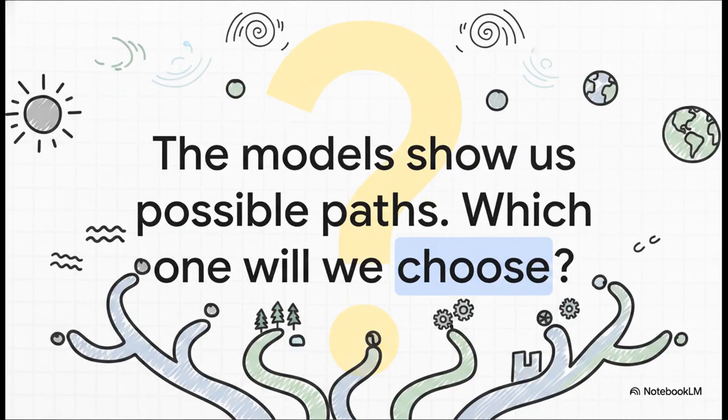So in the end, you see, a climate model isn't some crystal ball telling us our fate. It's much more like a map. It shows us the different roads that lie ahead, all laid out by the laws of physics. It shows us where our choices could lead. And the fundamental question it leaves us with is, which path are we going to choose to take?